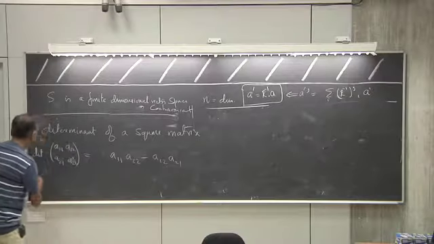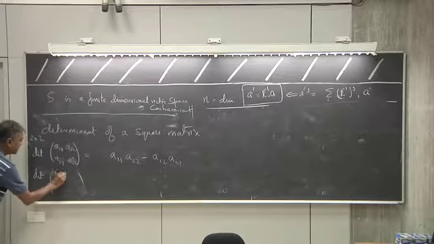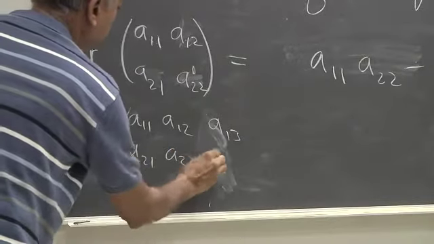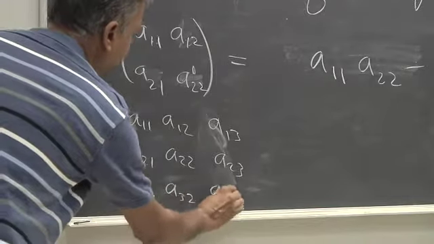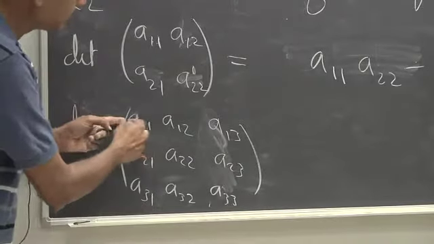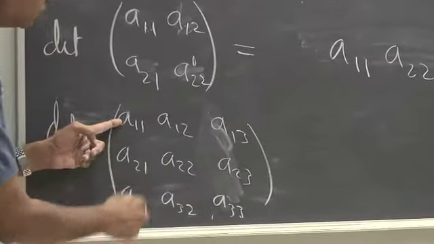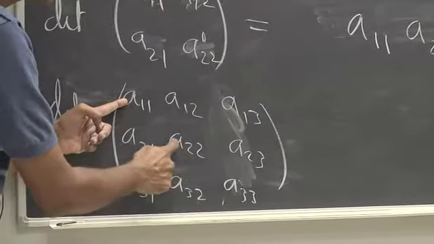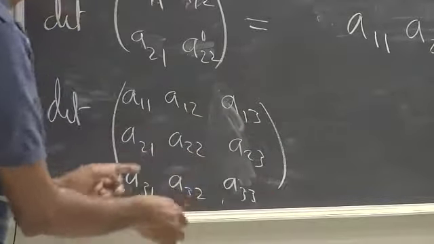Now let's take the example of 3 by 3: A11, A12, A13, A21, A22, A23, A31, A32, A33. Let's write down the determinant of that. How do you do this? You take, for example, one row. You take the first element, and then remove its row and column. Then what is left over is a 2 by 2 matrix. Then take the determinant of that. So this element times the determinant of this submatrix.